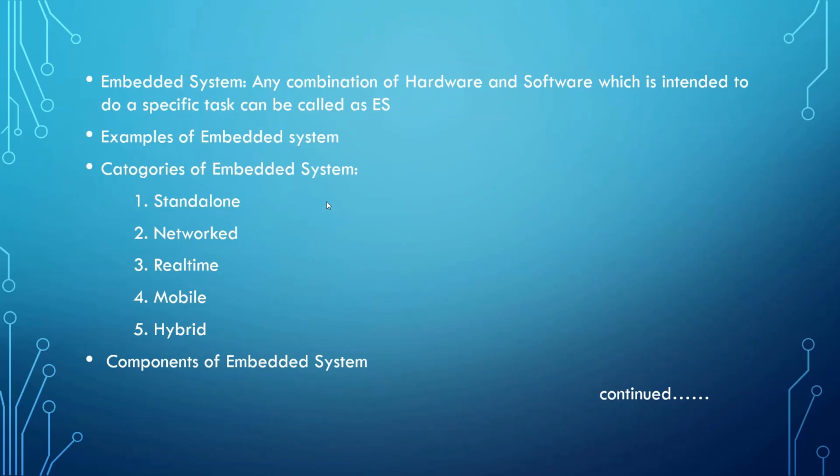Then we studied in depth what an embedded system is. The embedded system is nothing but the combination of hardware and software which is intended to do a specific task. Then we studied examples of embedded systems. Anything which we can connect remotely is called an embedded system, like TV, washing machine, phone, smartwatch, and many other appliances. Then we studied categories of embedded systems, which are standalone, network, real time, mobile, and hybrid.